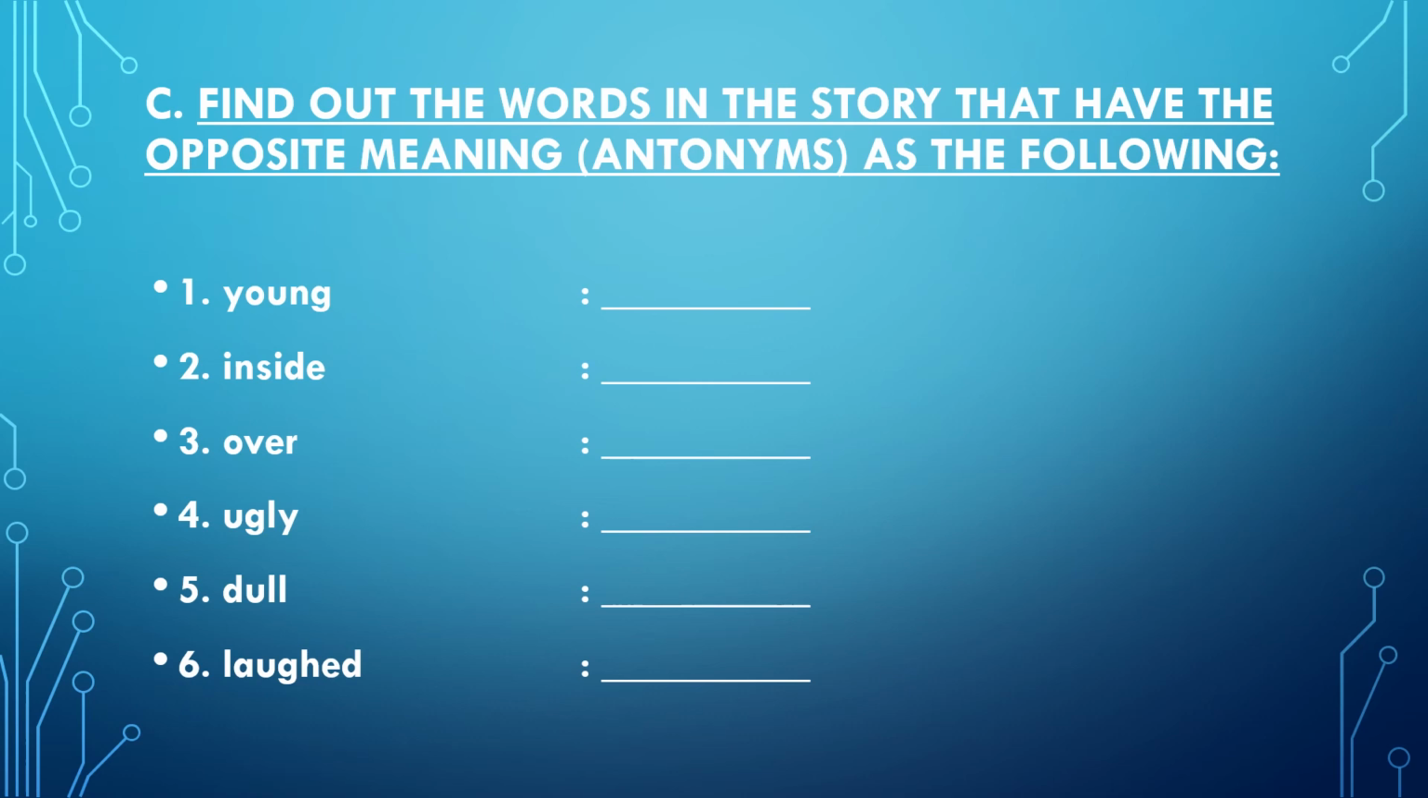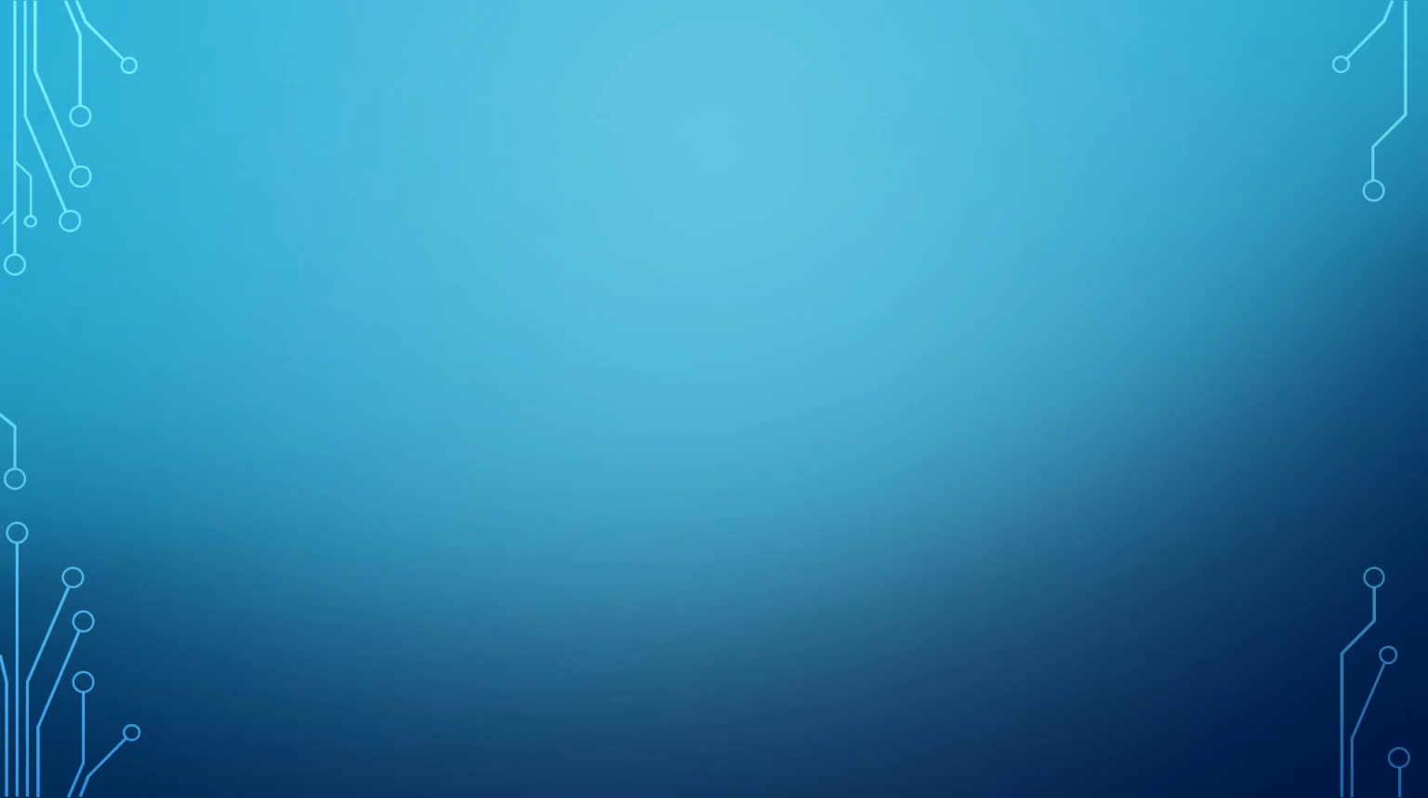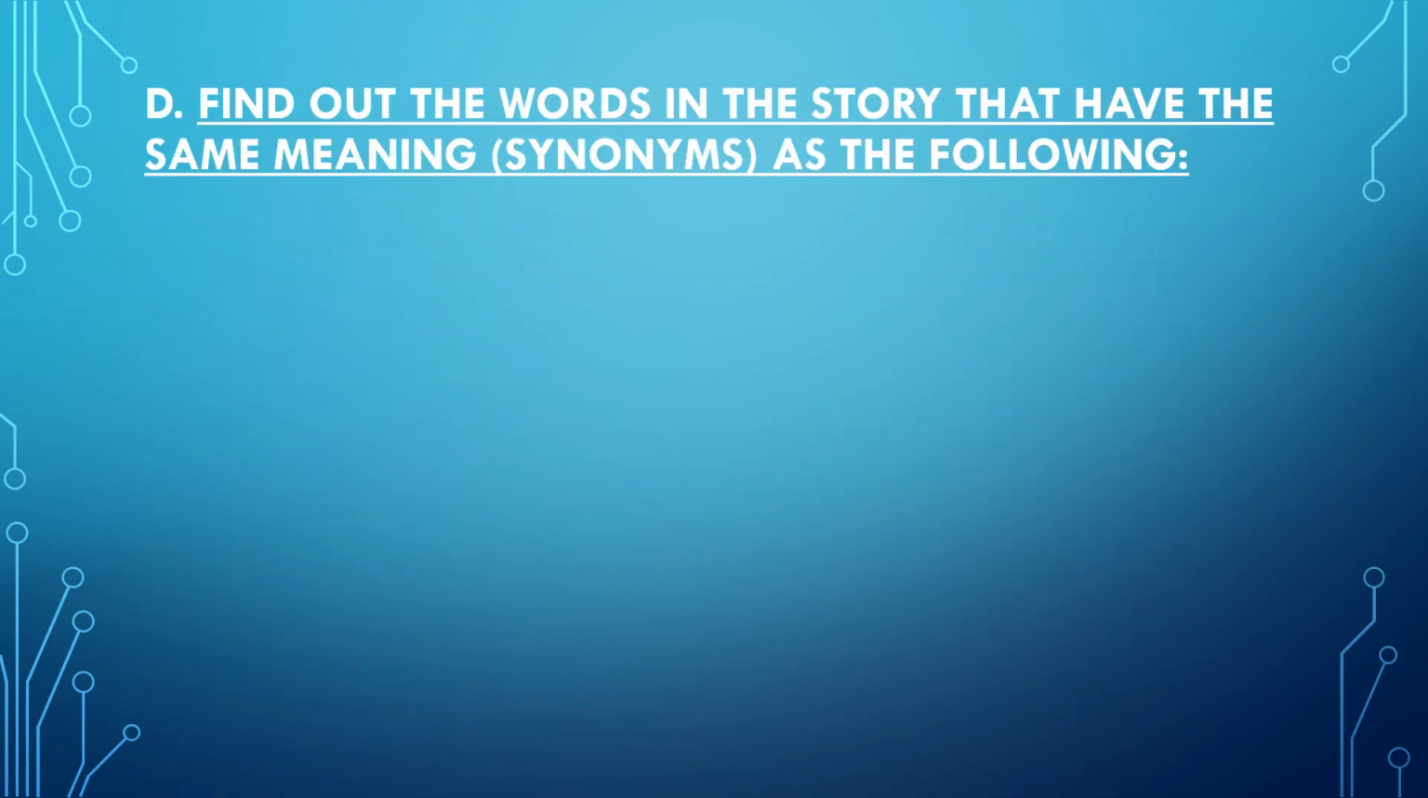And now let us see exercise D. Exercise D says, find out the words in the story that have the same meanings, which means synonyms, as the following. Like the previous exercise, you have to find out the same meanings of the words that I'm giving you from the story and write them down in the blanks. The first one is a musical instrument. You have to find out which is the musical instrument in the story and write it in the blank.